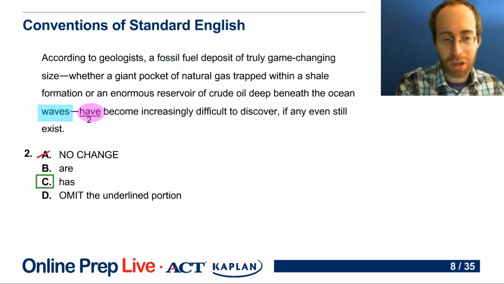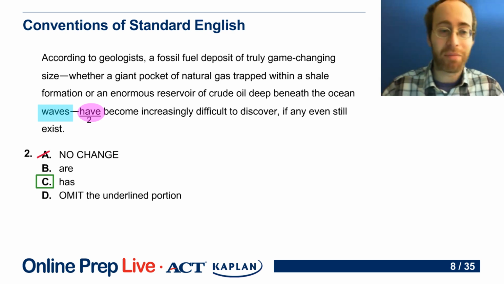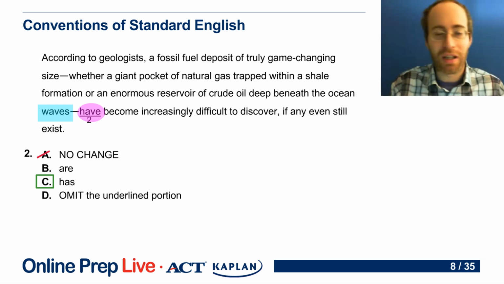By having a plural word right before the verb, it makes your brain feel okay about having the verb "have," because "waves have become increasingly difficult." Sounds good. But it's not the waves that have become increasingly hard to discover.